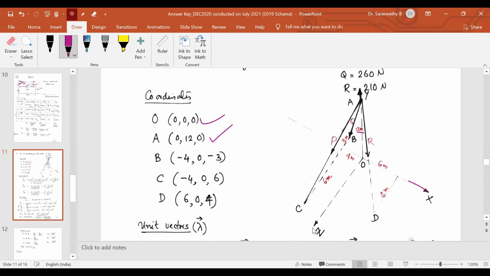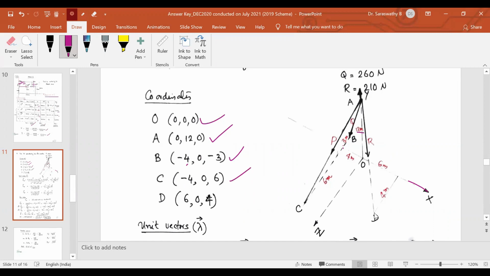So this is the positive z-axis. So this is the negative side of z-axis. So the coordinate of point B is x-coordinate minus 4, okay, y-coordinate 0, and z-coordinate minus 3. For the point C now, it is in the same line. That is, along x-axis, it is at 4 meter. It is 4 meter up to this. Then along the positive direction of z-axis, it is 6 meter. So the coordinates are minus 4, y 0, z 6.